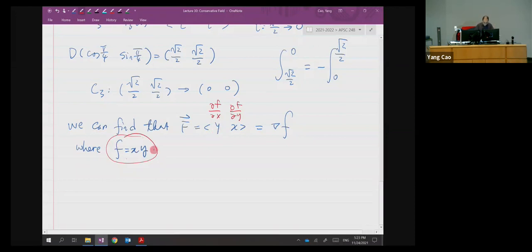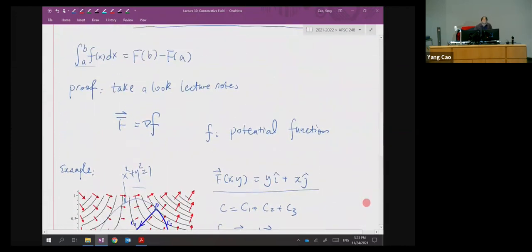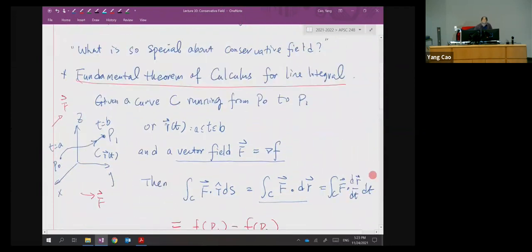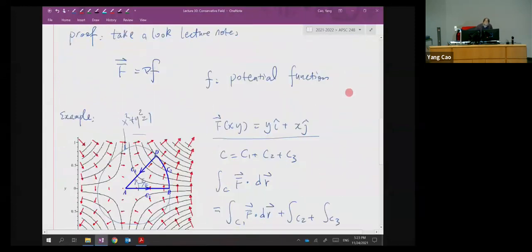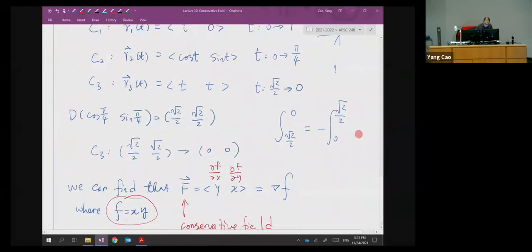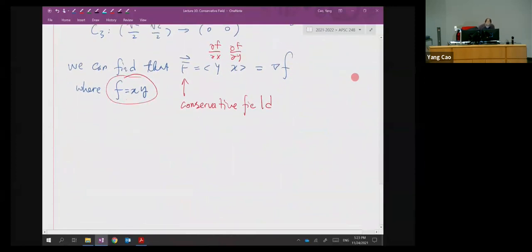Now, this finding is very major because that means this is a conservative field. If it is a conservative field, then I have a powerful tool right here. That's the fundamental theorem of calculus. I don't need to calculate this vector line integral. I just have to use this formula to get the value of this vector line integral. So that's what I'm going to do. I'm going to apply this formula to each one of the curve segments.